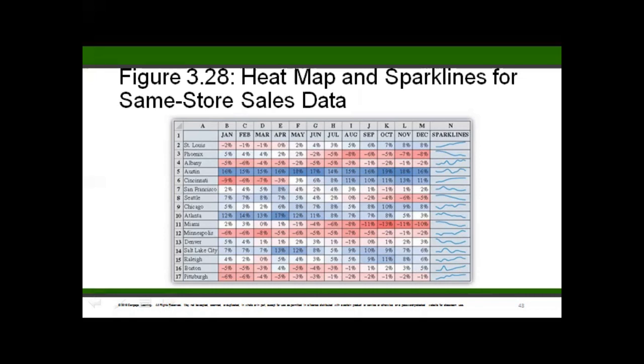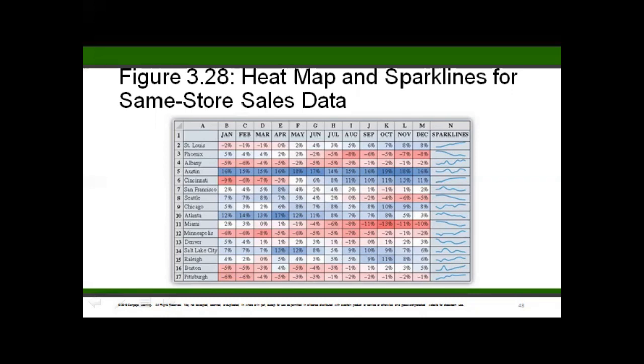The heat map in this figure helps the reader to easily identify trends and patterns. The cells shaded gray in this figure indicate declining same-store sales for the month, and cells shaded blue indicate increasing same-store sales for the month. Column N also contains spark lines for the same-store sales data.